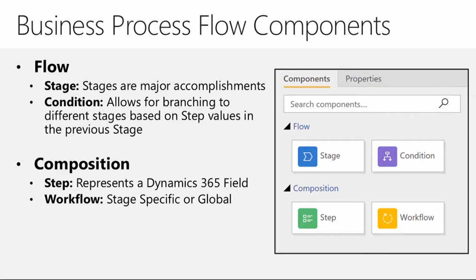And the compositions are the individual items. So a stage will have steps, and those steps are really just Dynamics 365 fields within the application. So you saw in a previous scenario, did I determine who the decision maker was? Have we identified the team that's associated with this? This now gives me the capability to say, here are the specific fields or steps that I need to fill out as part of this business process flow.